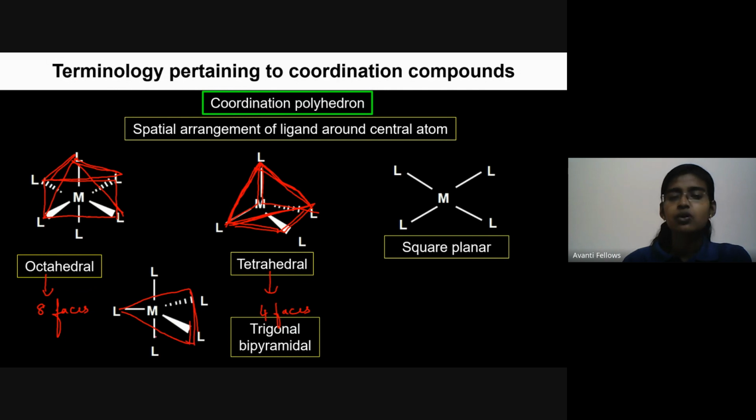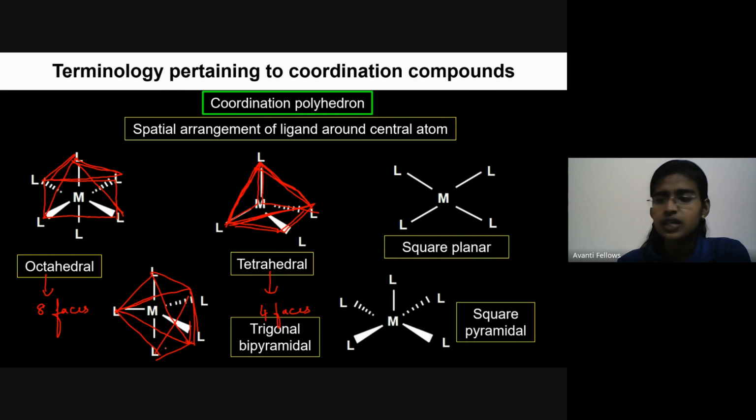It is trigonal bipyramidal. All the 3 atoms which I have connected are on the plane, and one is above the plane and the other one is below the plane. If you connect the 3 atoms on the trigonal plane to the one above the plane, you will get one pyramid. And if you connect below, you will get another pyramid. So trigonal bipyramidal is the name of the coordination polyhedron.